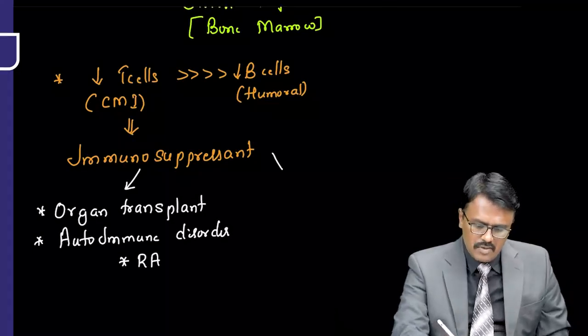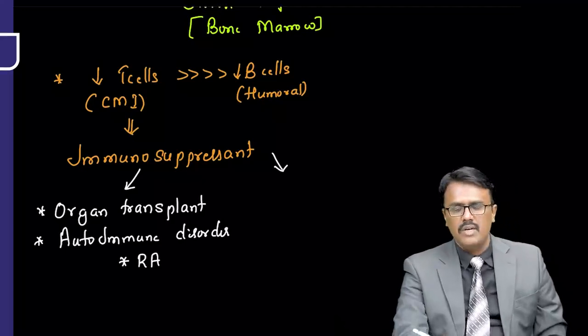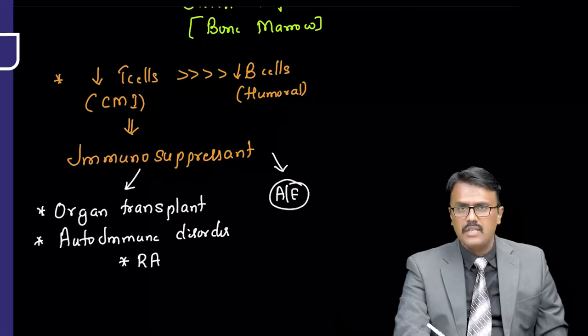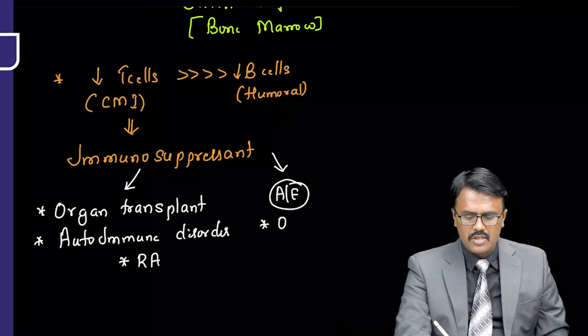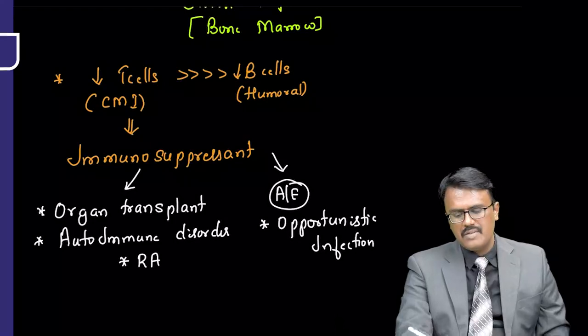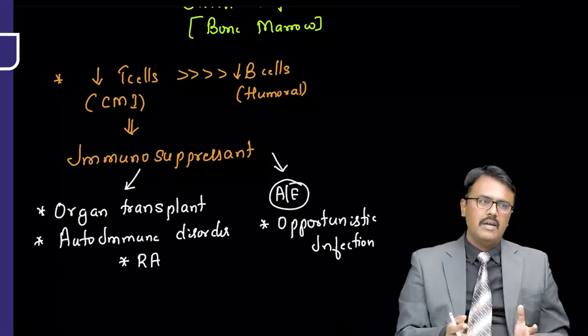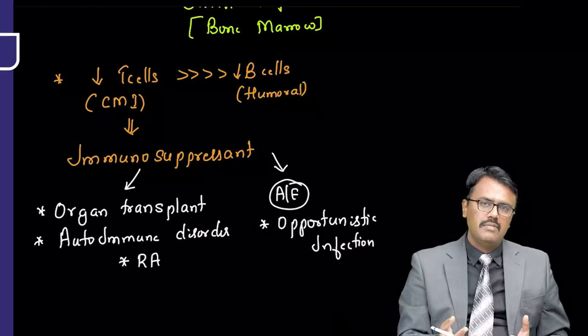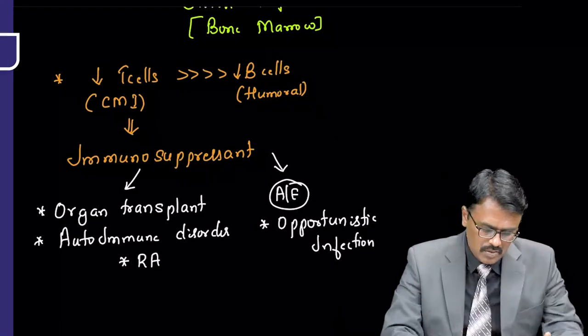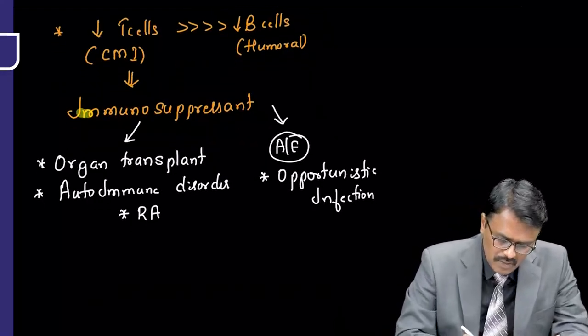But what is the disadvantage of suppressing the immunity? The adverse effect is the patient is prone to opportunistic infections. I think most of you have seen the pandemic where we used steroids and patients had fungal infection as opportunistic infection, that is mucormycosis.